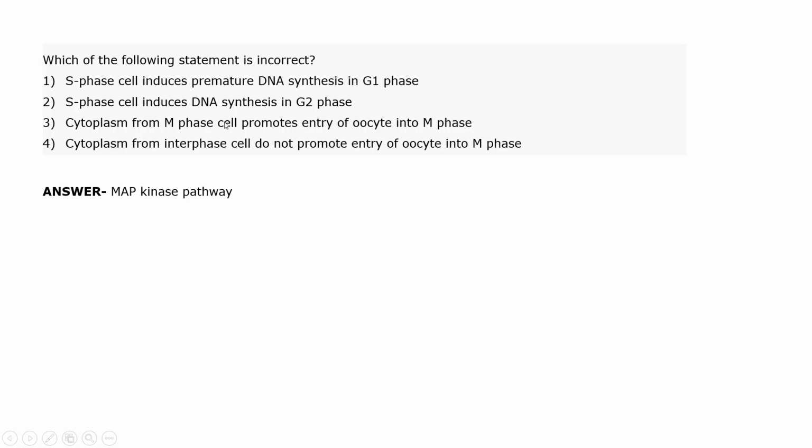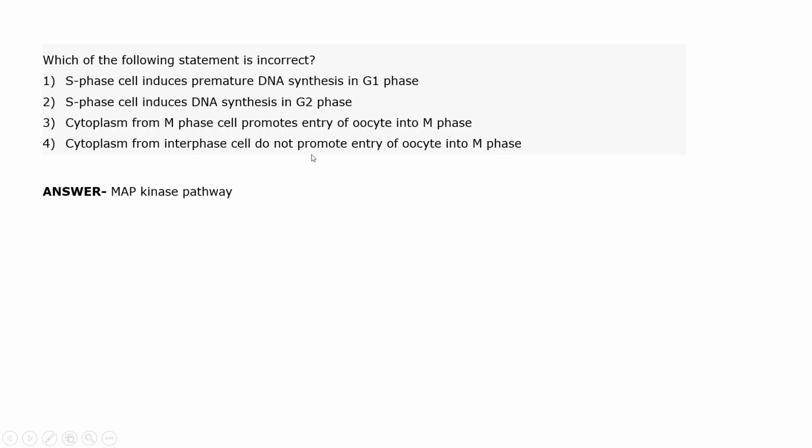Cytoplasm from M phase cell can promote entry of oocyte into M phase, because the oocyte is arrested in the G2 phase, I suppose. So whenever M phase cytoplasm is introduced there, the cell arrest can be overcome and mitosis can be started there, because M phase cytoplasm contains the maturation promoting factor and everything that came in the first speaker's presentation, right? So that promotes the entry of the cell from the arrest stage into M phase.